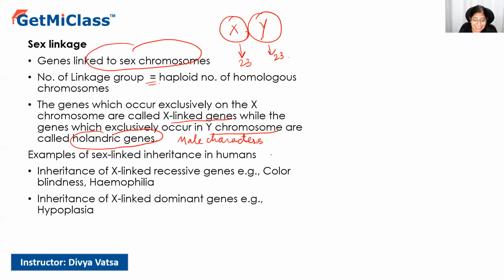Now talking about examples of sex inheritance in humans. There is inheritance of X-linked genes, which means some genes will come only from the X chromosome. Some diseases that we see, color blindness and hemophilia, are present only on the X chromosome and will be transmitted from one X chromosome to another. There could also be X-linked dominant genes, like hypoplasia, which are dominant and hence carried on to the next generation.